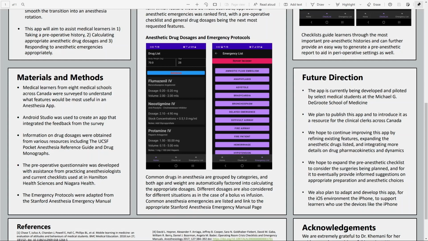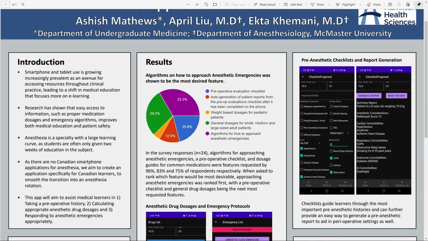At the same time, we developed an emergency protocol list that was adapted from the Stanford Anesthesia Emergency Manuals, which is very comprehensive for a lot of common anesthetic emergencies. And we hope to keep developing these protocols and integrating them more deeply into our app, including patient considerations and drug dosages going forward. Finally, we have developed a pre-anesthetic checklist that is based on the current checklist used here in Hamilton and Niagara Health. This was created in feedback with current practicing anesthesiologists as well.